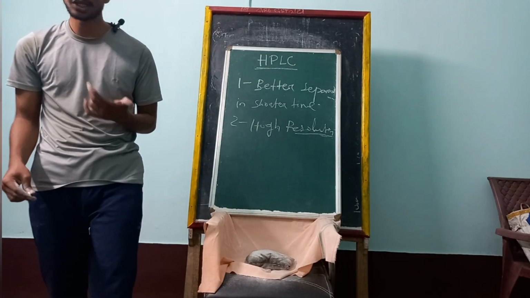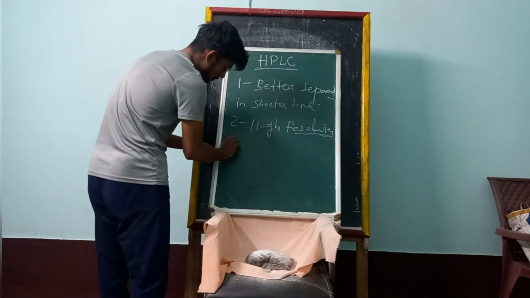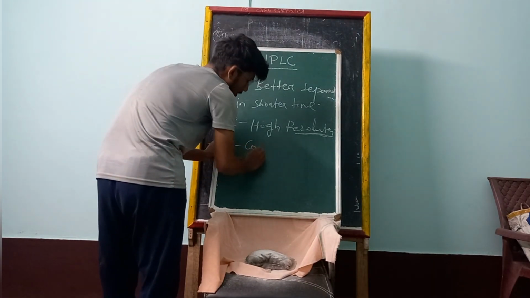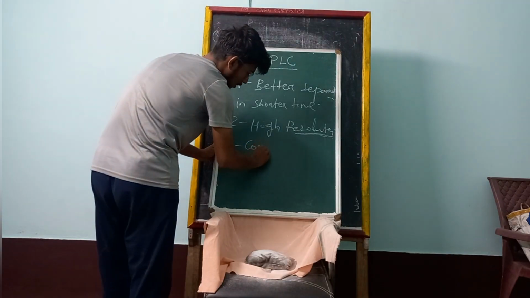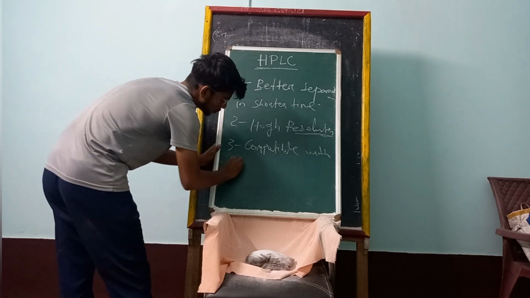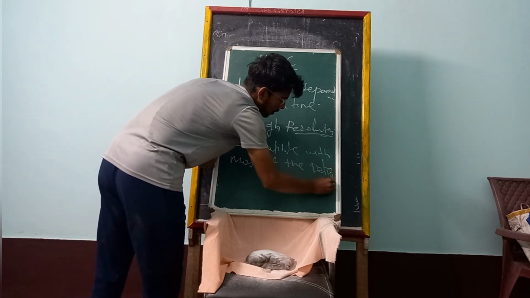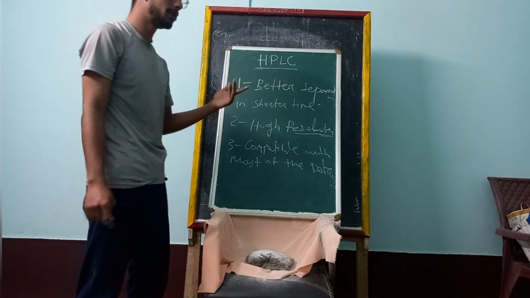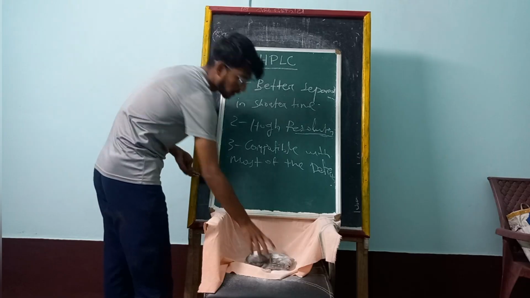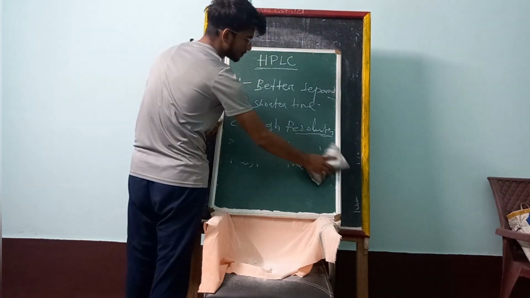Very small impurities may be present in our mixtures. HPLC is also compatible with most detectors. That means we can join the UV detector, the fluorescence detector, and the mass spectroscopy detector. They can be coupled with HPLC and detect trace materials.